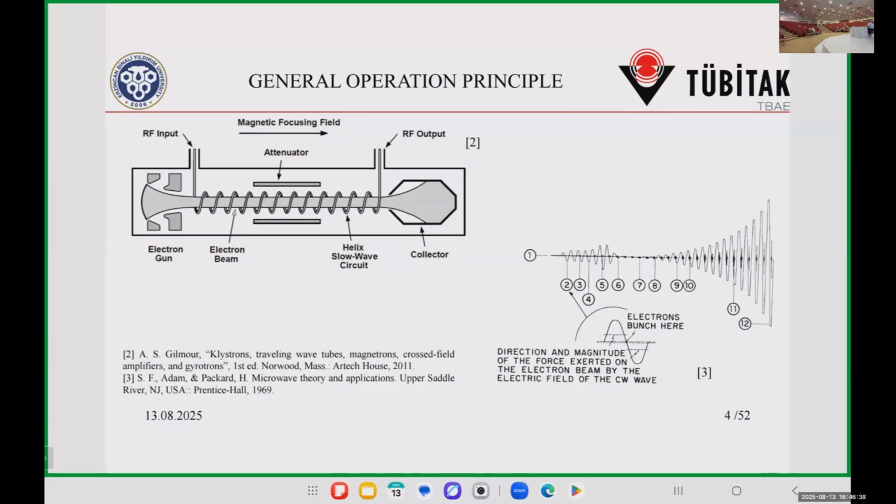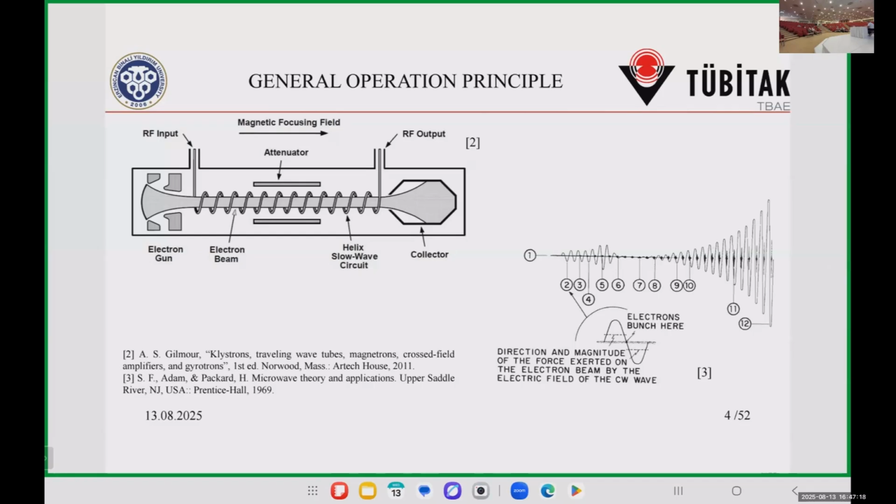A system of input and output couplers is connected to the input and output terminals of the SWS. At the input coupler, to derive the RF signal, and at the output coupler, to obtain the required output power of the TWT.